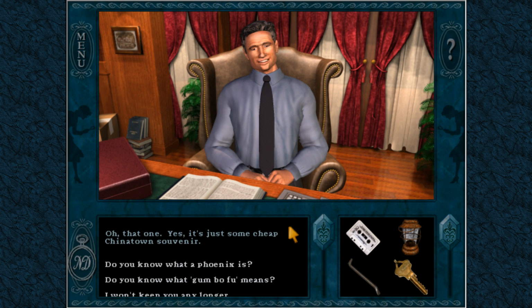Oh, that one. Yes, I'm just sure it is some cheap Chinatown souvenir.